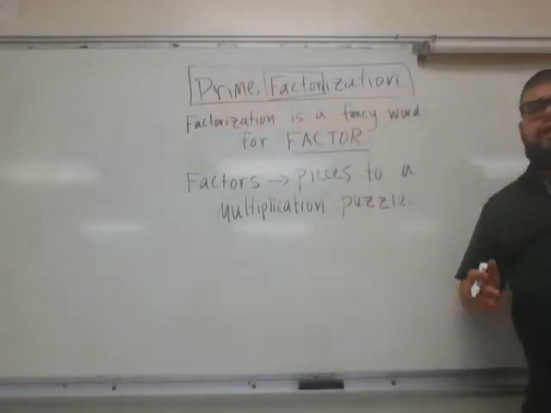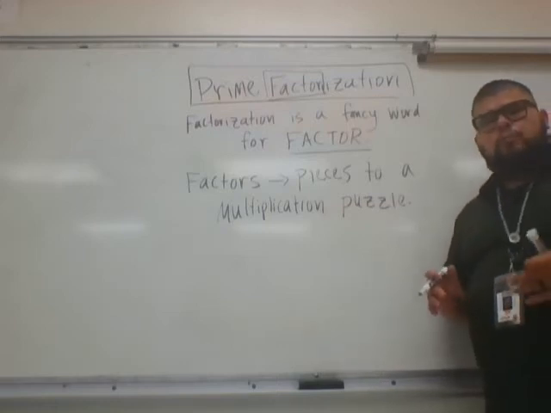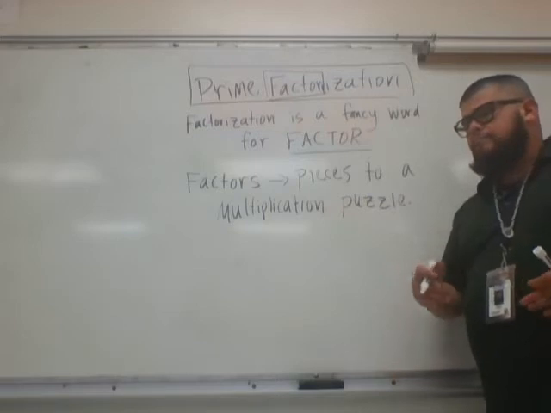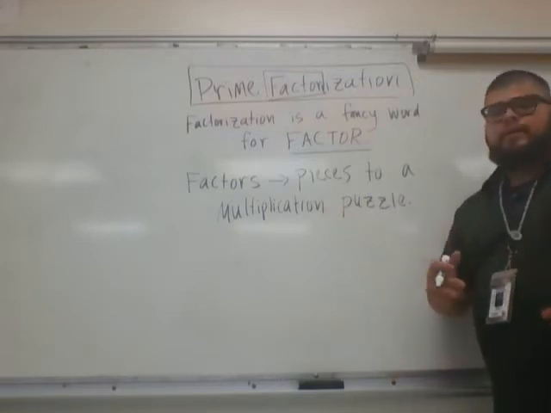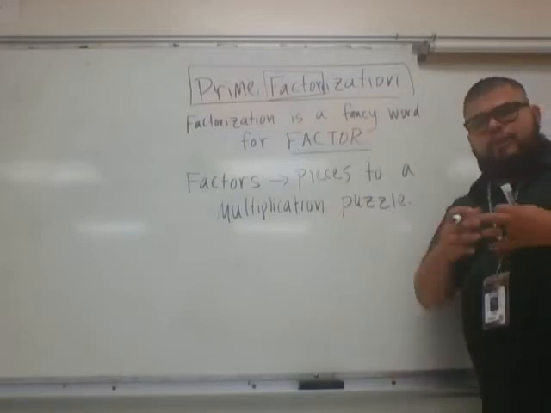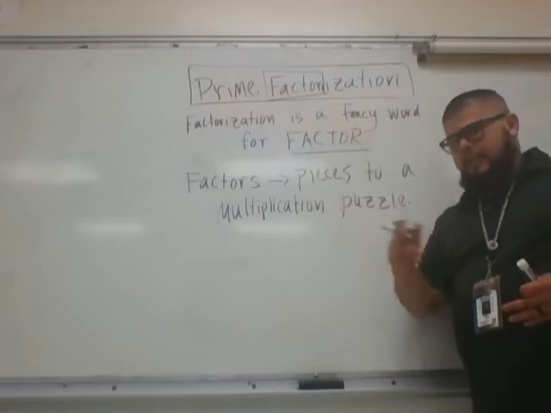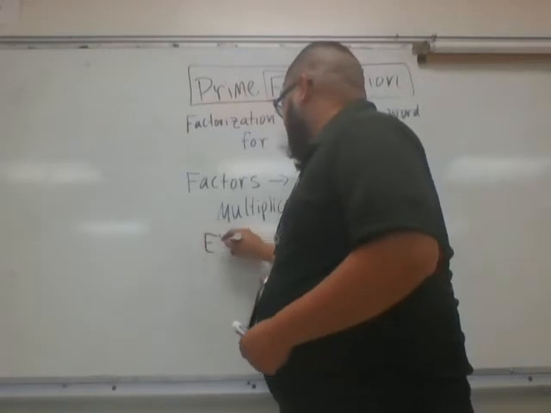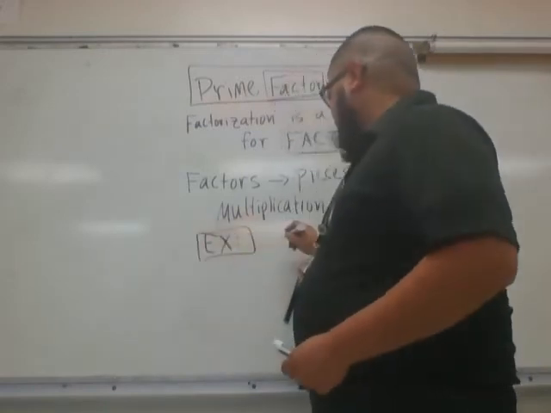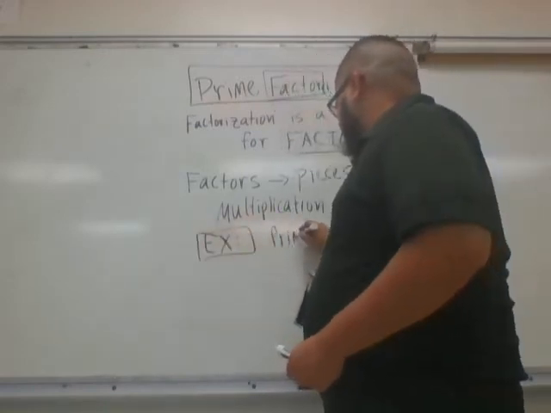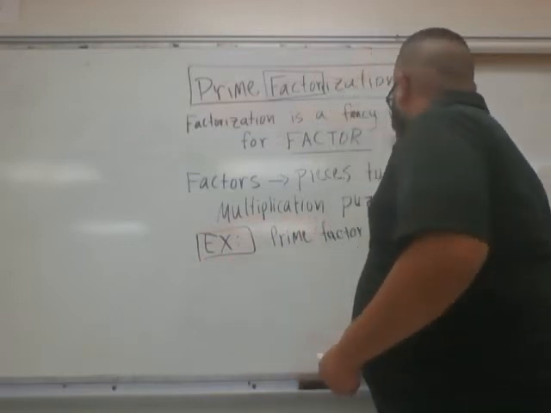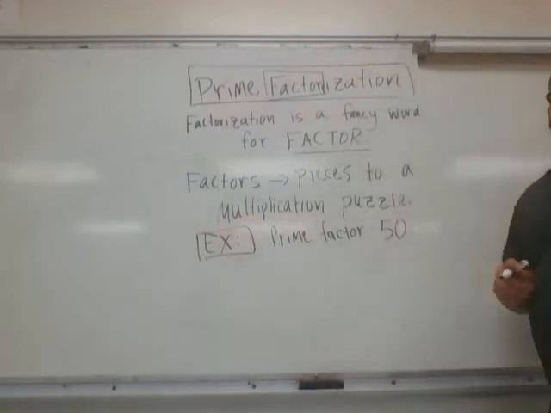So whenever we prime factor or prime factorize, we're trying to find the pieces to a composite number. We're trying to find the pieces to it that multiply to get it. And we're going to get more into detail when we get to an example. So here we go. Here's our first example. Okay, prime factor 50, the number 50. Prime factor the number 50.